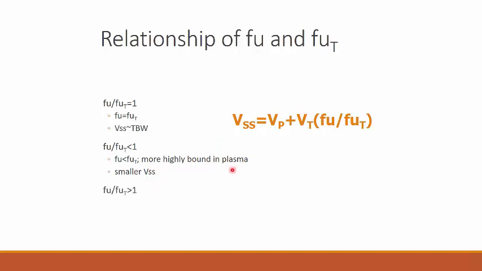If the other case is apparent, so if your fraction unbound in plasma is greater than your fraction unbound in tissue, that will make this whole thing bigger than 1. We can see mathematically it's going to make a large volume of distribution, but let's talk through it. This means that the fraction unbound in plasma is greater than the fraction unbound in tissue. So there's less bound in the small compartment and more bound in the large compartment, the tissue compartment, giving you a larger volume of distribution. I have to think through it and change it to bound where it's bound, but whatever works for you.